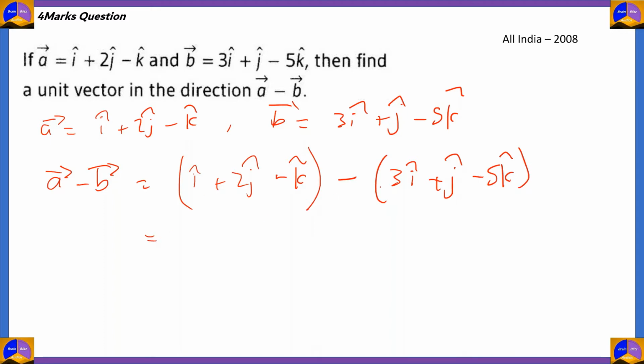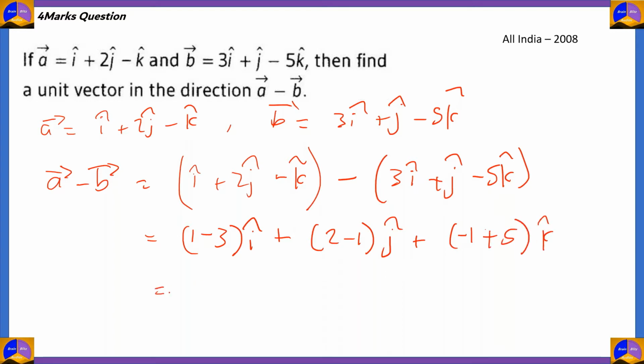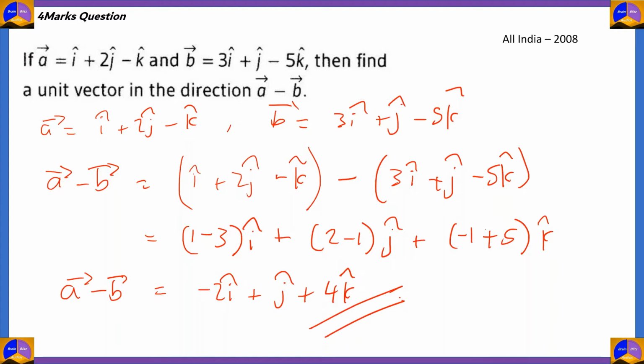Now we distribute it into each of the components, i, j, and k. So it'll be 1 minus 3 and then i cap plus 2 minus 1 and then j cap plus minus 1 minus of minus 5 becomes plus 5 k cap. So we'll be getting minus 2i cap plus j cap plus 4k cap. This will be the value of a bar minus b bar, the required vector.